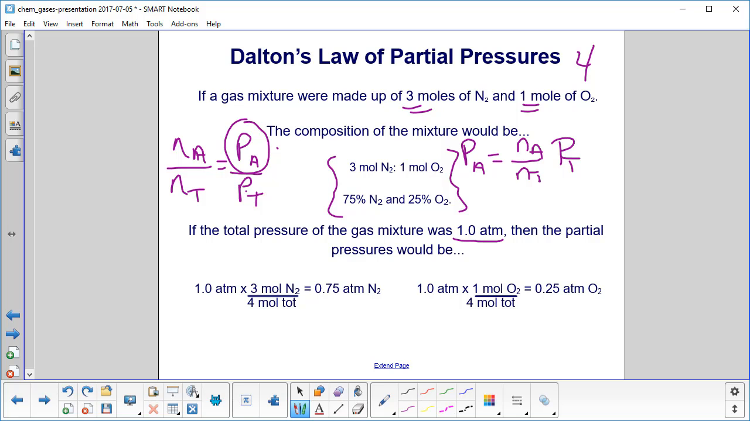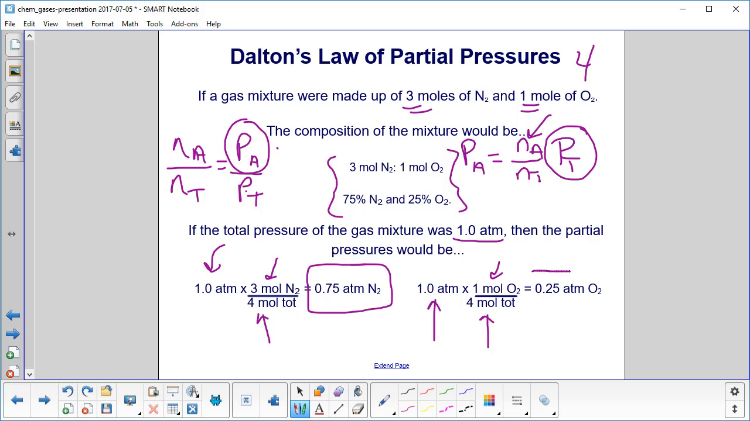We have the total pressure, 1.0 atmospheres, that's this term right here. Then the number of moles of the nitrogen, that's N sub A, that's 3. Total moles are 4. You multiply that out and you get the partial pressure of nitrogen. It's 0.75 atmospheres. We do a similar thing for the oxygen. We have the same total pressure, because it's in the same mixture. We have 1 mole of oxygen, total moles of 4, and we get a partial pressure of 0.25 atmospheres of oxygen.